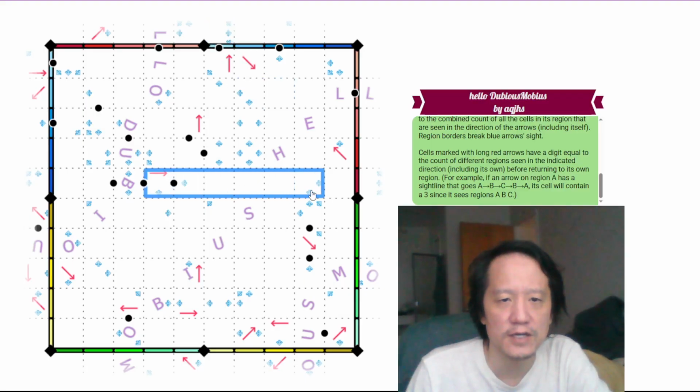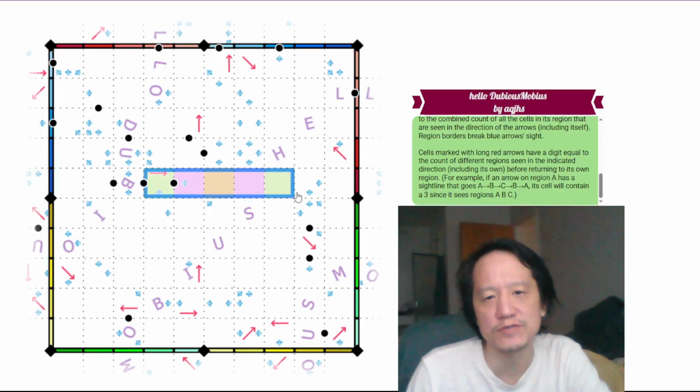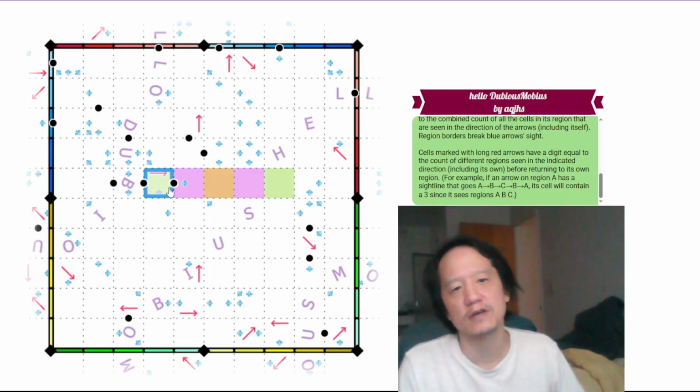So let's say this was A, B, C, B, A. So this was one region type, A, B. We're going to make that B. We're going to make that C. And then it sees B. And then it sees A again. Its cell will contain a 3 since it sees regions A, B, and C. So it includes itself, so it always has to be at least 1, obviously. It could see itself.